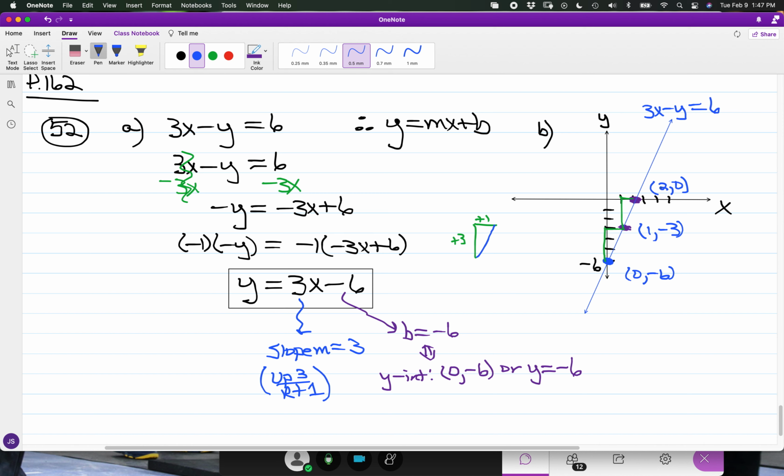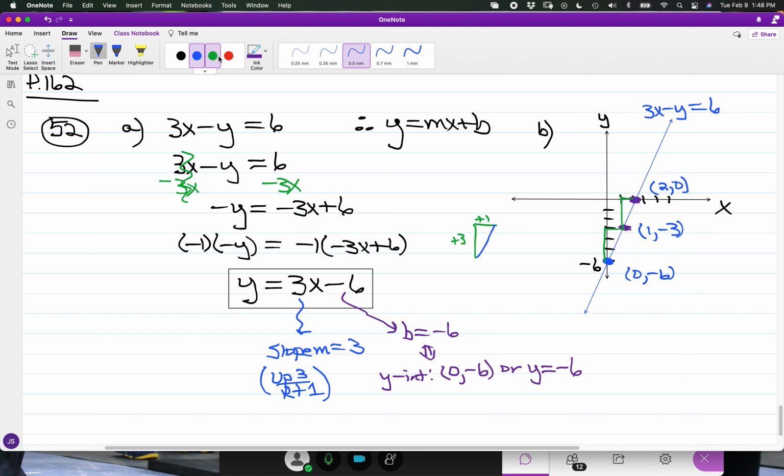So if you notice, you have 3 times 0 minus negative 6, so 3x minus negative 6 comes out to 6. 3 times 1 is 3, minus negative 3 comes out to 6. 3 times 2 is 6, minus 0 comes out to 6.